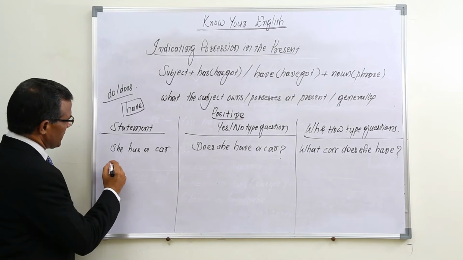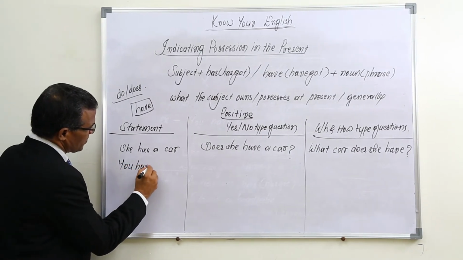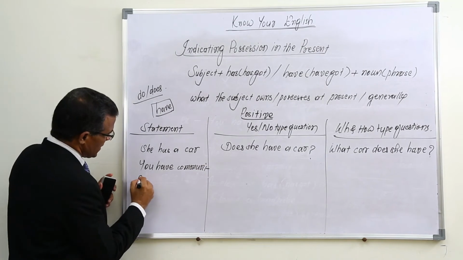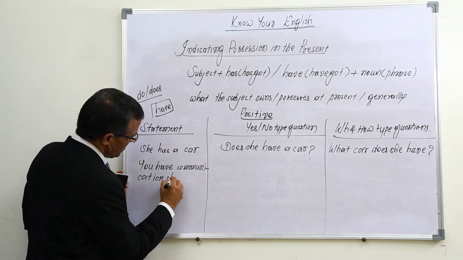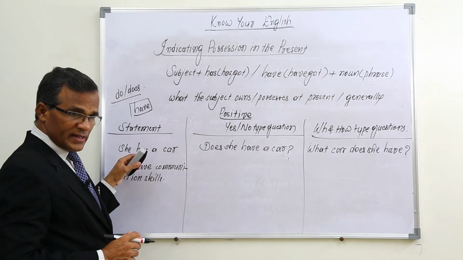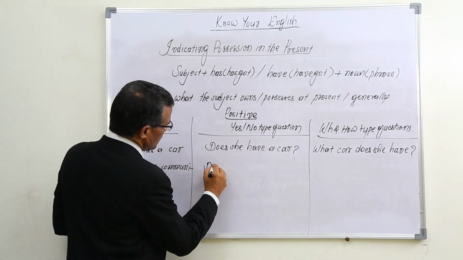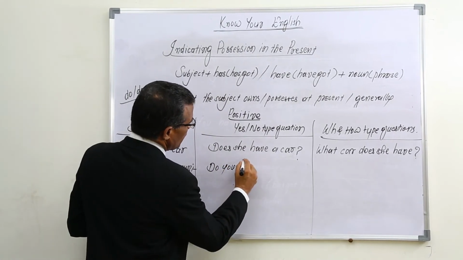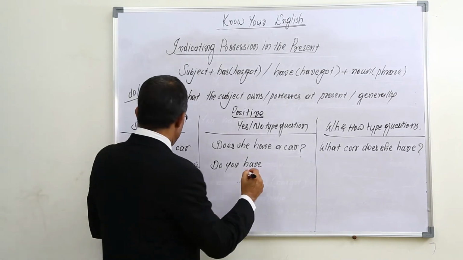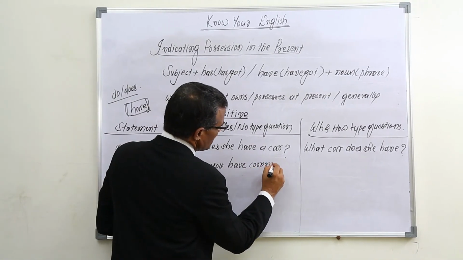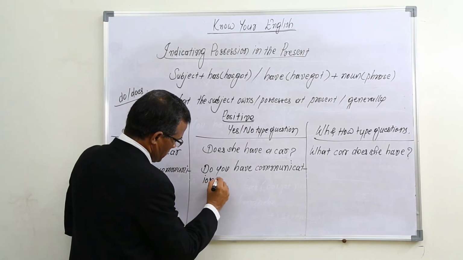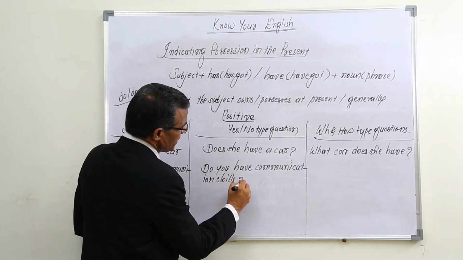One more example, if we take, you have communication skills. And the question for that: as the subject here, you, has a plural sense, we have to take do. Do you, always have only, we have already seen. Only with do or does we have to use only have. Do you have communication skills? Do you have communication skills? It is a yes or no type question.